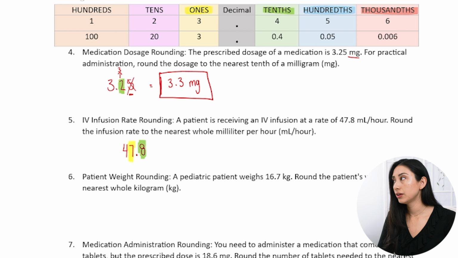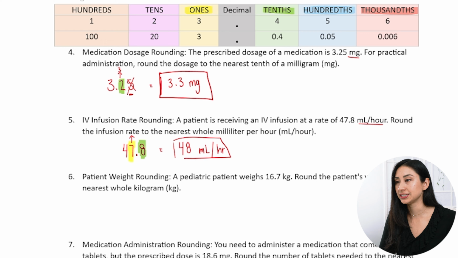8. So that 8 is going to be the number that determines whether that 7 stays as a 7 or whether it rounds up as the next value up, which would be 8. Well, is 8 in that category of 5 or above or 4 or below? That's our third step. It's in that 5 or above category. So that 7 is going to change up to the next value, which is an 8. So my final answer, if I round to a whole number, should be 48, and let's write our units, milliliters per hour. Okay, let's look at another example.